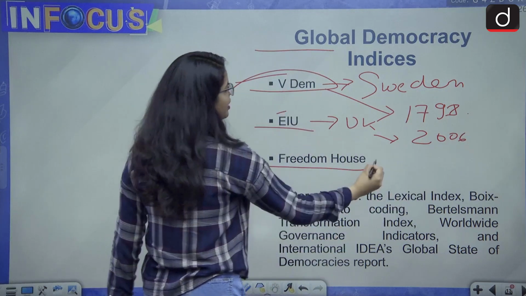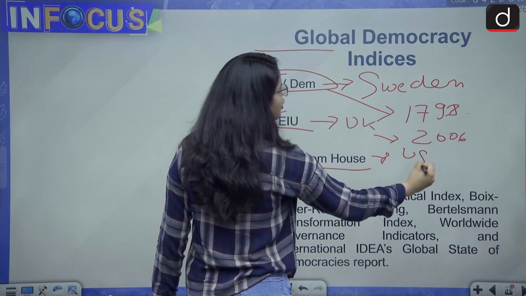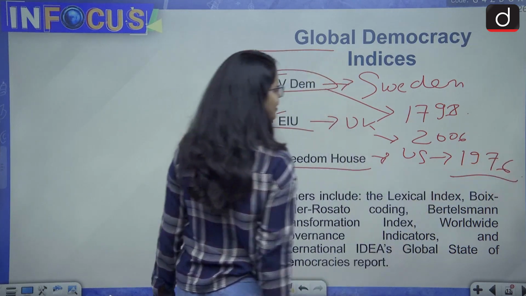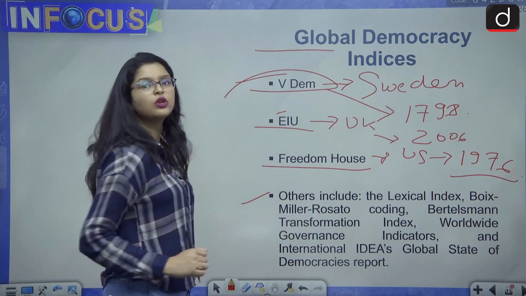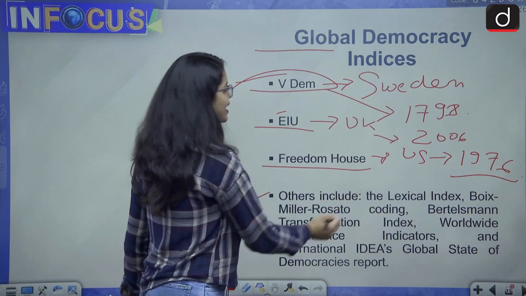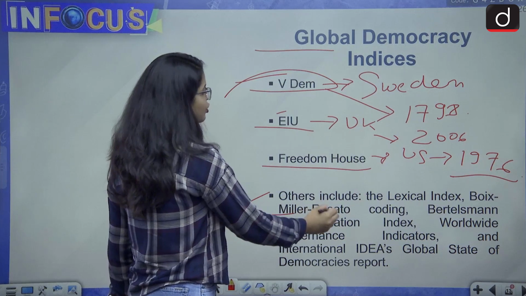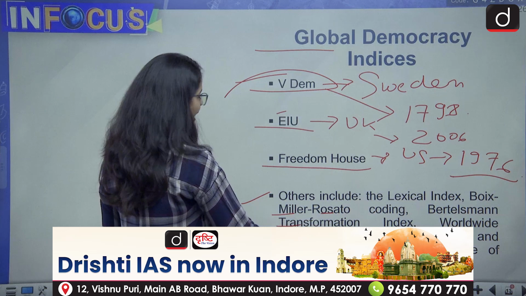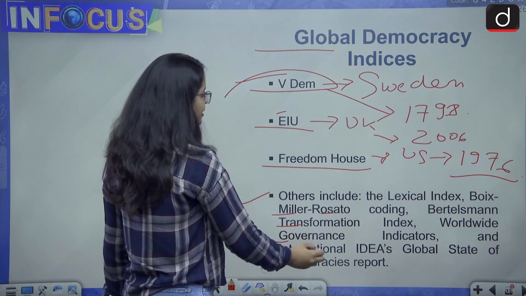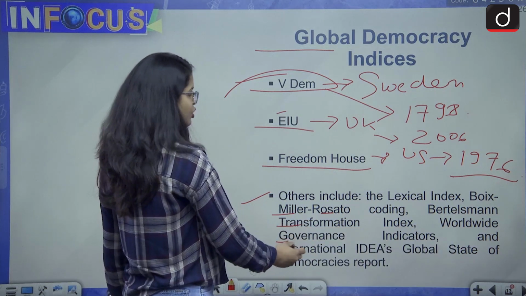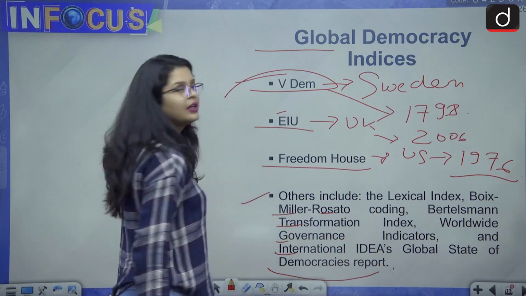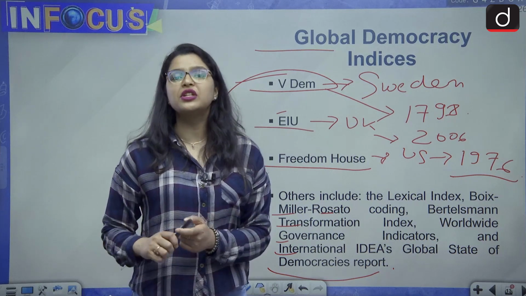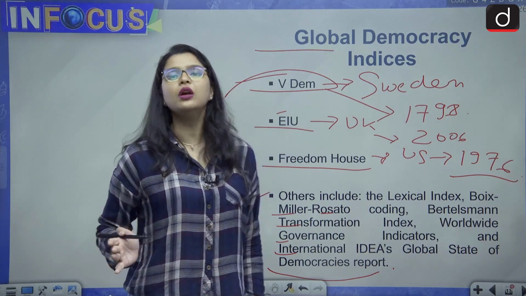And then there is Freedom House from USA. It is releasing its report from 1976. Other major global indices include the Lexical Index, Boix-Miller-Rosato coding, Bertelsmann Transformation Index, Worldwide Governance Indicators, and International IDEA's Global State of Democracies report. So these are some of the major global indices which measure democracy around the globe.